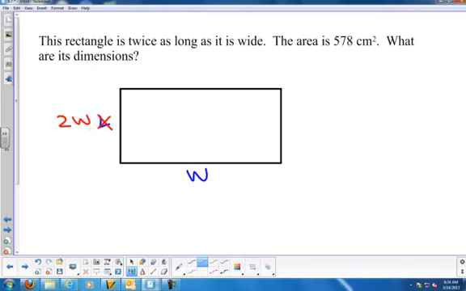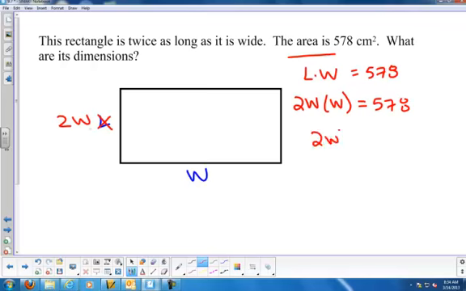Area is found by doing length times width. We no longer have an L, so we're going to write this as 2W times W, equaling 578. So we have 2W squared equaling 578. In order to solve that, we will divide both sides by 2.